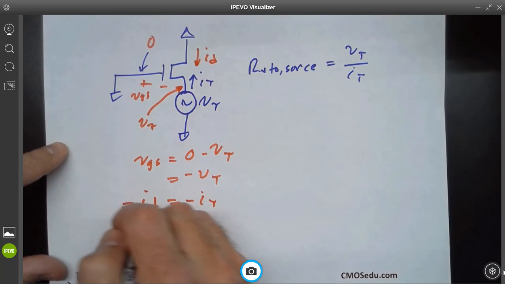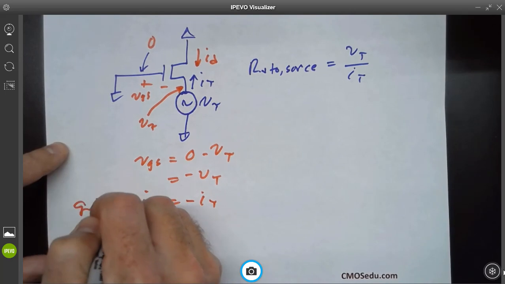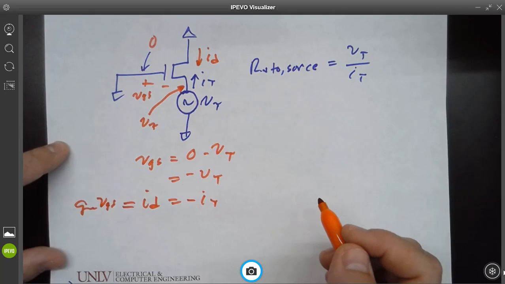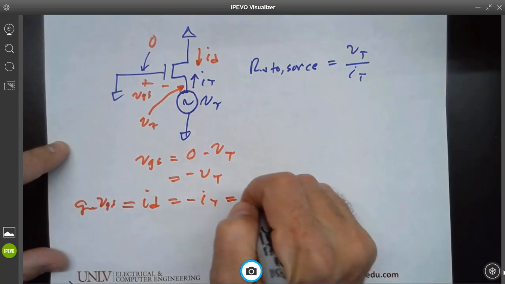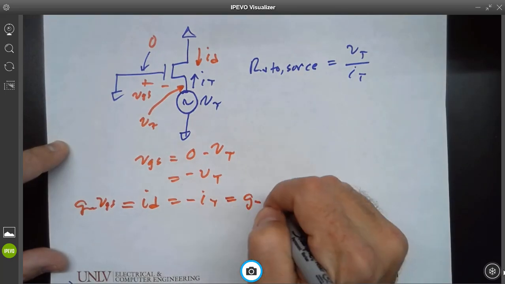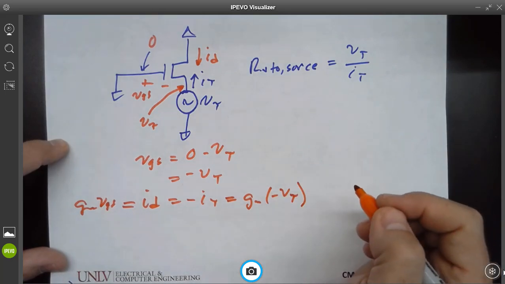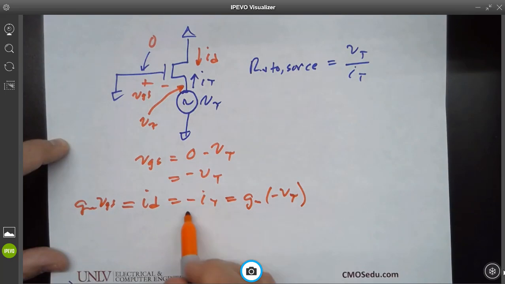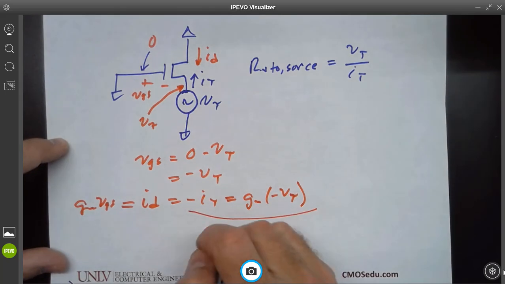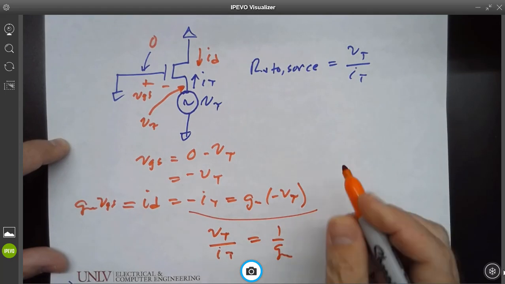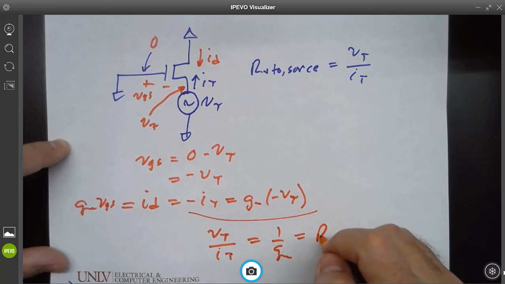So can I write ID as gm VGS? Everybody agree with that? Would I be able to write that as gm times minus V test? Yep. Or just looking at this part alone, V test over I test equals 1 over gm. And this is the resistance into the source.